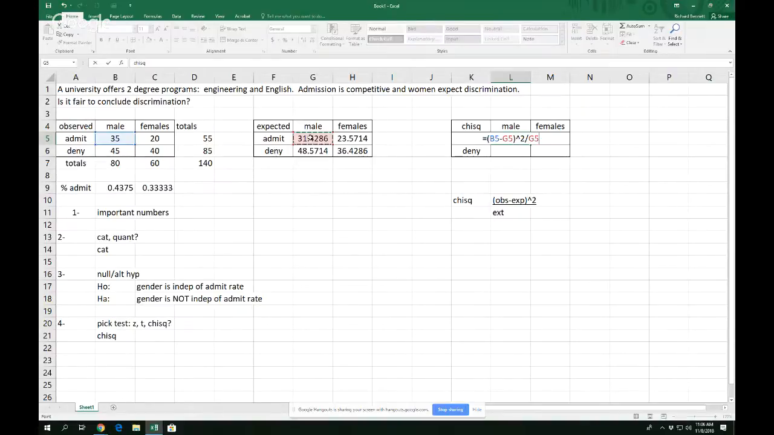Okay? Equals the observed minus the expected squared divided by the expected, and we repeat that for each cell in the table. Okay? Does that make sense?